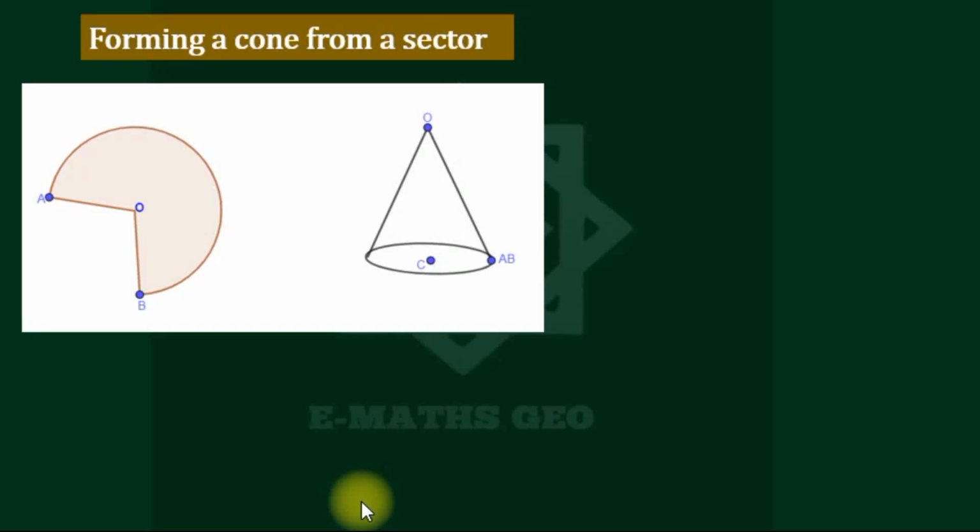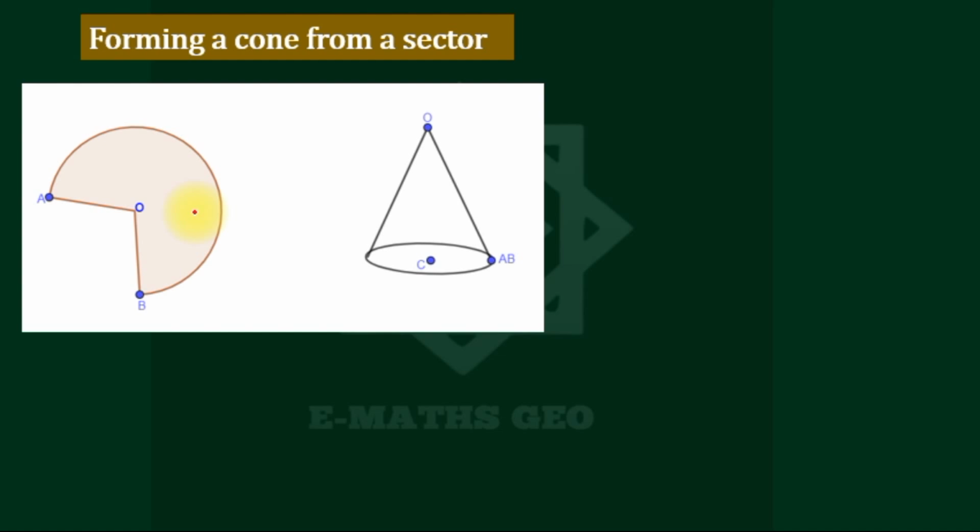We're going to look at the relationship connecting a sector and a cone. On the left hand side we have a sector, and on the right hand side we have a cone formed from that sector. To form this cone, we join the length of arc AB, so if we join A to B, we'll notice that we'll have this shape.